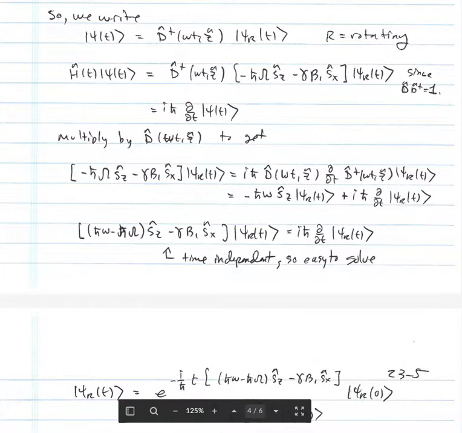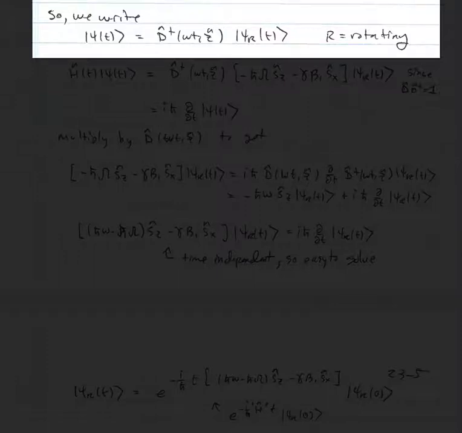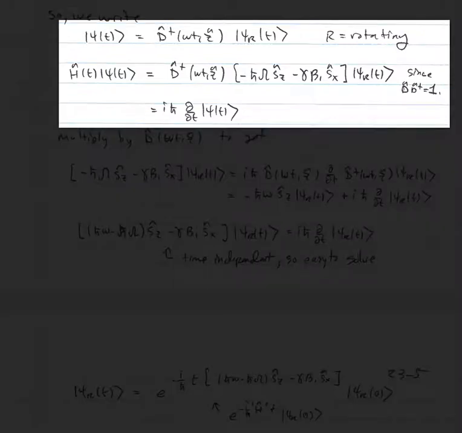We're going to write that the wave function psi of t is equal to D dagger of omega t about the z-axis multiplied by psi rotating of t. So psi of t is the Schrodinger time-dependent wave function for the Hamiltonian H of t. So we're going to operate H of t onto psi of t.